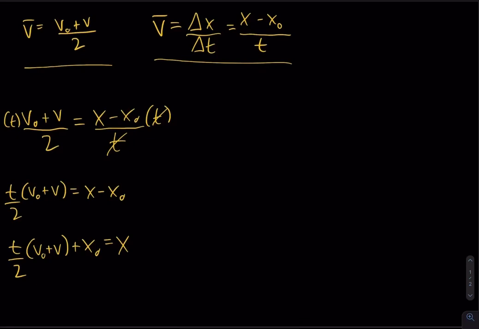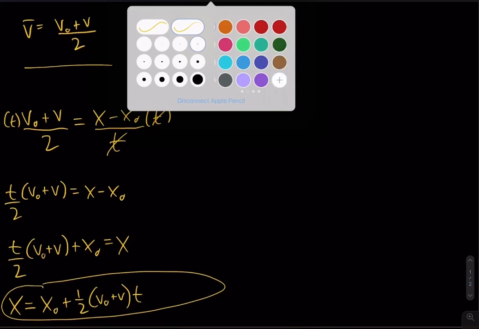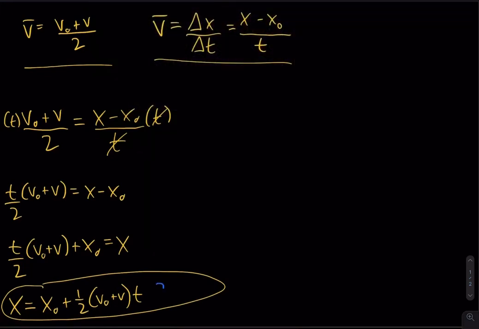Okay, so the last thing I want to do, this is our expression right here, but I just kind of want to rewrite it in the more standard form, just rearrange it a little bit. So I'm going to just rewrite it, nothing fancy, but I'm going to switch sides. So x equals, and the way we're going to write this is the initial position plus 1/2 times v naught plus v, times time. And so this is going to be our second kinematic formula. This is number 2. And this is an expression for our final position.